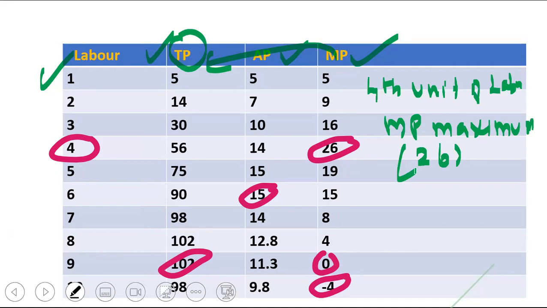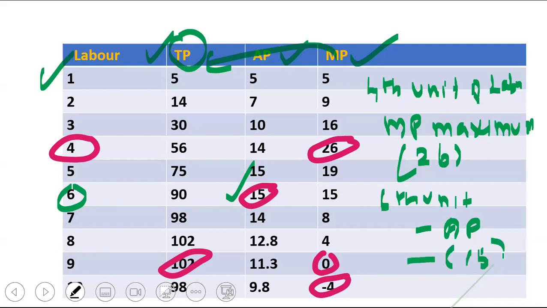Then next we go, when I am using the sixth unit of labor, AP reaches maximum. AP, इधर देखो आप. इधर 15 है, उसके बाद this is 15. So it reaches the maximum. Bracket में लिखो 15.